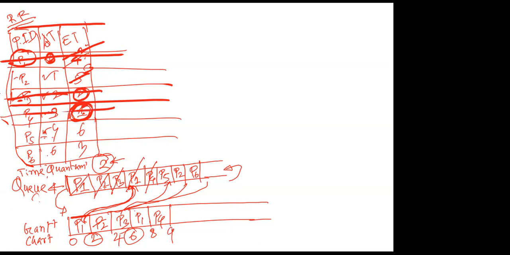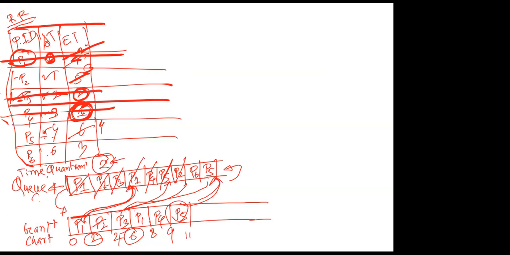And then process P5 will be scheduled in here. P5 gets the CPU for the first time, so it's done. Now it needs another 4 time units. P5 does not complete here, so it goes back to the queue. And then P2.